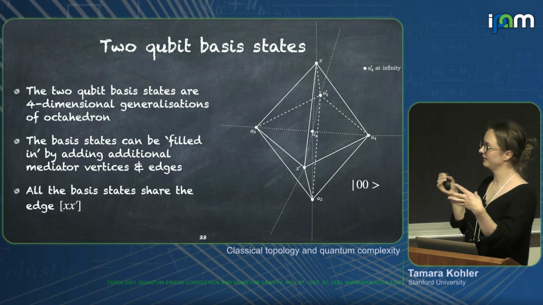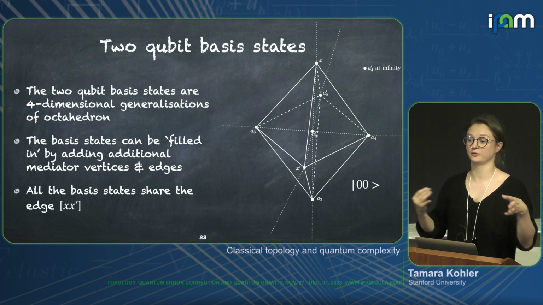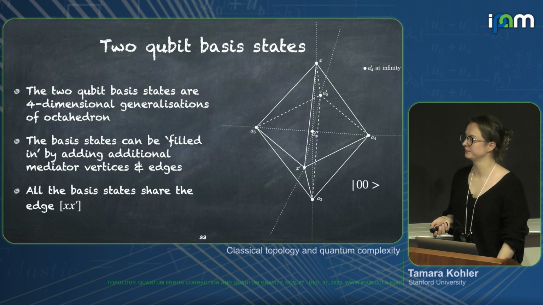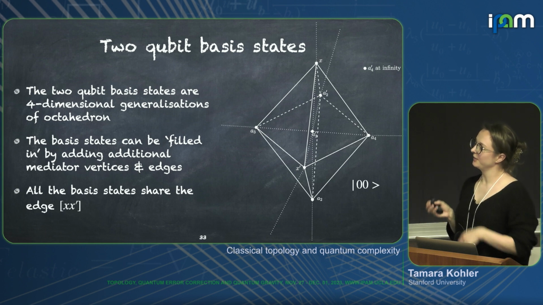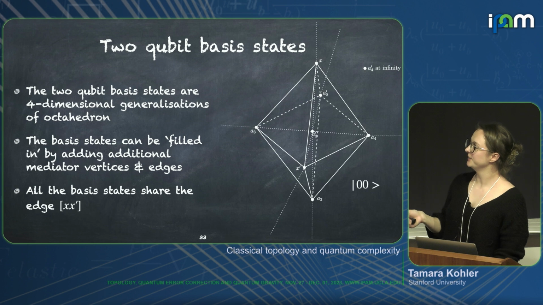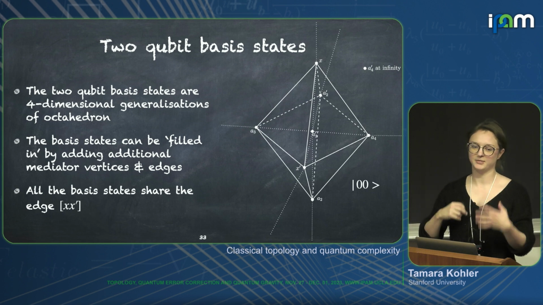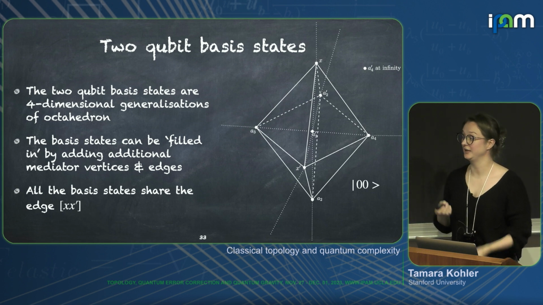And this solid 3D object kind of encodes the boundary of the 4D object we're interested in. I'm going to draw a picture of how you fill this in because I can't draw pictures in 4D. But there is a nice simple method to fill in these 2 qubit basis states, again, by just adding mediator vertices and edges.